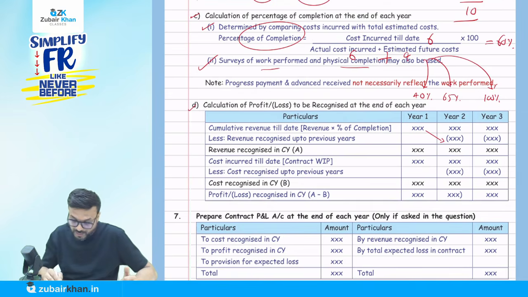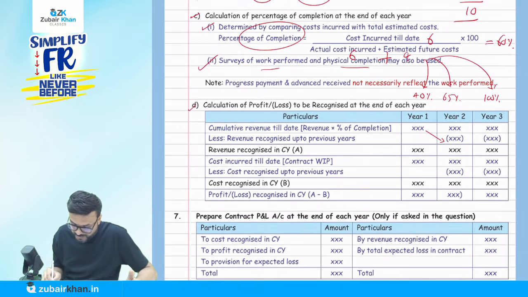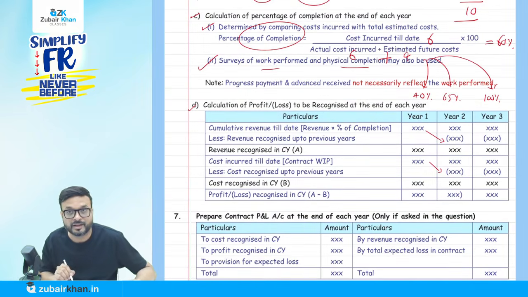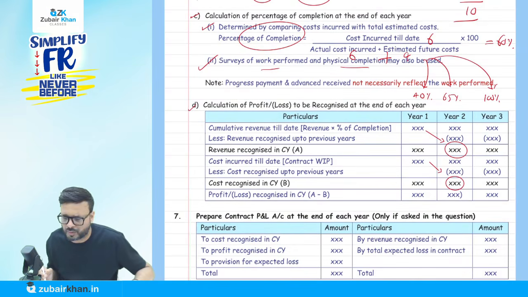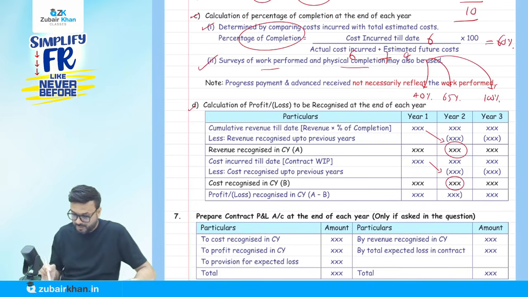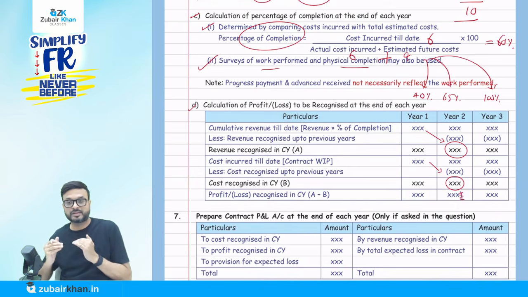You got the point? Now the cost incurred till date is the cost incurred of the first and second year. So whatever the cost of the first year, we will deduct here. So this is the revenue for the second year, this is the cost for the second year. Revenue minus cost will give the profit. It might be a loss, and if it is a loss, then it will become negative. So here, the revenue for the second year, the cost for the second year, then the profit will come.